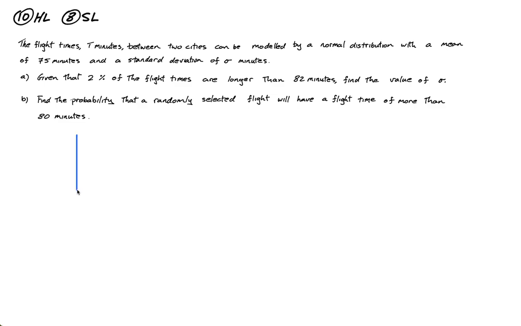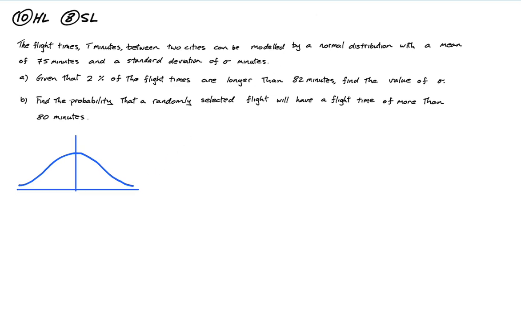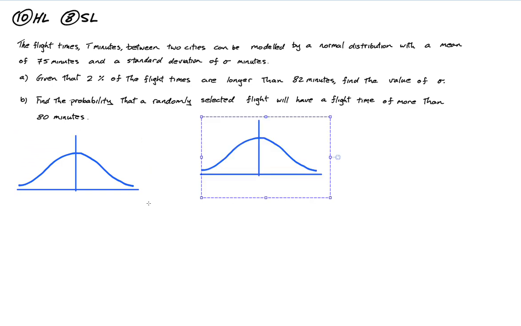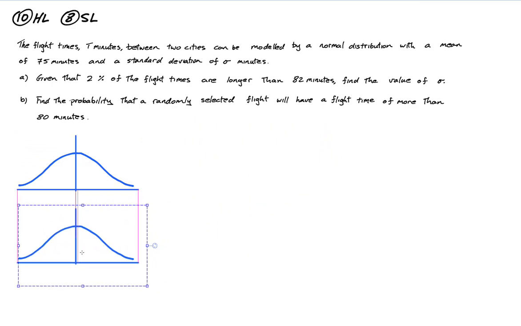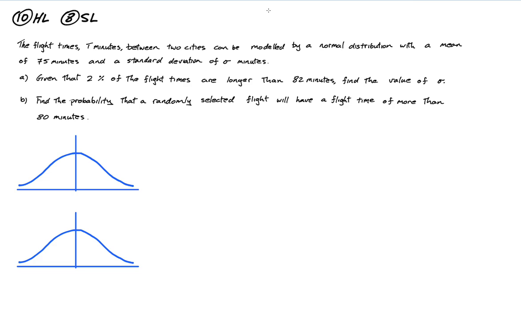I'm going to draw a bell curve. That's the first thing we want to do. And then the second thing we want to do is draw another one directly underneath it. Now, because I can, I'm going to copy and paste, and look, I go straight underneath it.